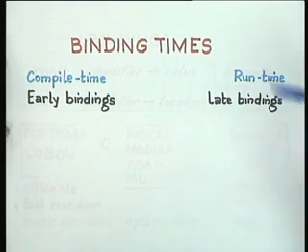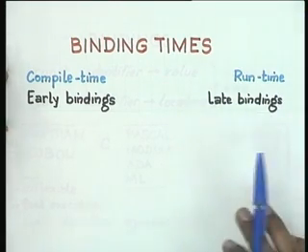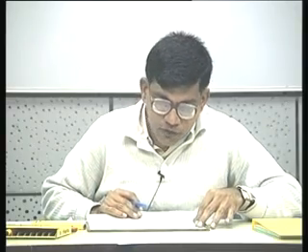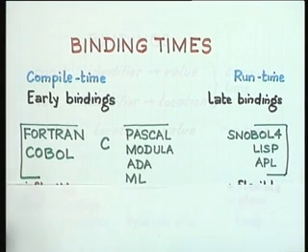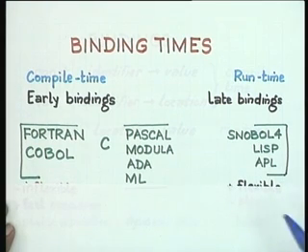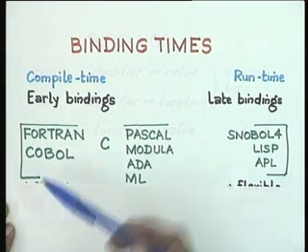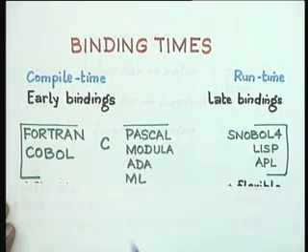So, as a result, you can take the entire spectrum of doing bindings and, loosely speaking, order languages in this fashion. If you look at Fortran and COBOL, they do very early bindings. Everything is done at compile time; the complete memory allocation is done at compile time. So, even if the Fortran program has relocatable code, the bindings are completed.